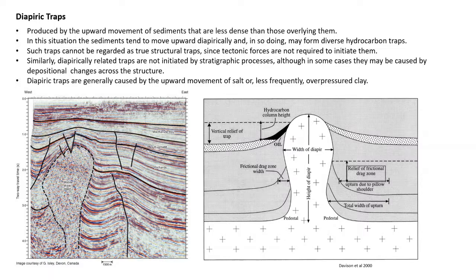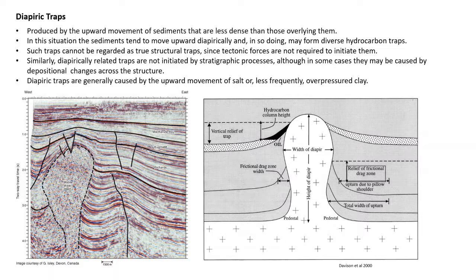But remember that there are certain conditions and ways in which these sediments push through the overlying sediments. So see, this is a seismic map, wherein you can trace out a diapir. This is a common diagram where you can see how the diapirs lead to the formation of the traps.